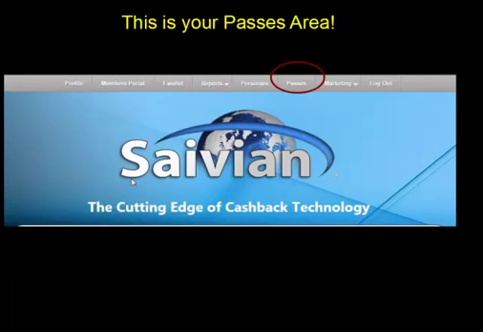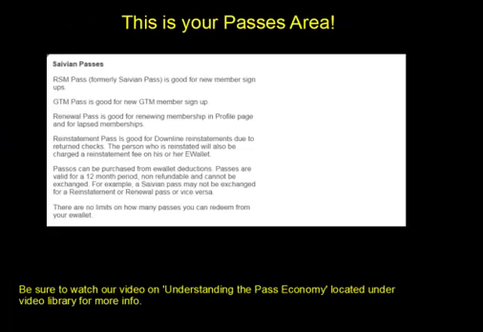Then we have the Passes tab on the menu bar. Passes are basically an alternative way for people to get started with Savion outside of their checking account. So if they don't want to use a check, they can use a Savion Pass that they can get from their upline sponsor. And as a member of Savion, you can purchase passes. We have different kinds of passes, and we have an entire video called Understand the Pass Economy located in our video library that we encourage you to watch if you want to get more familiar with the Pass program.